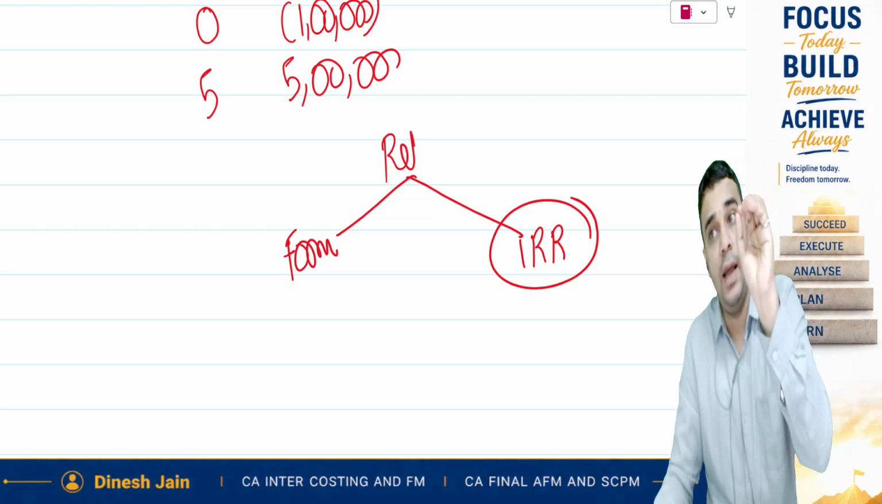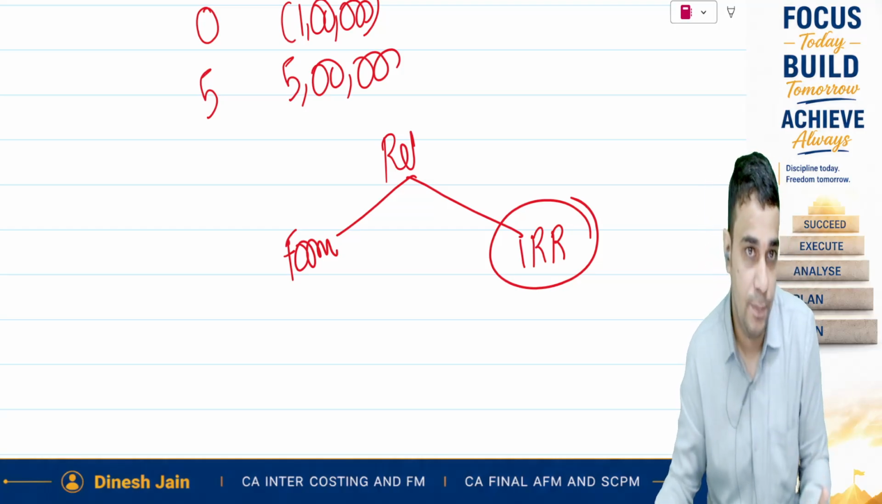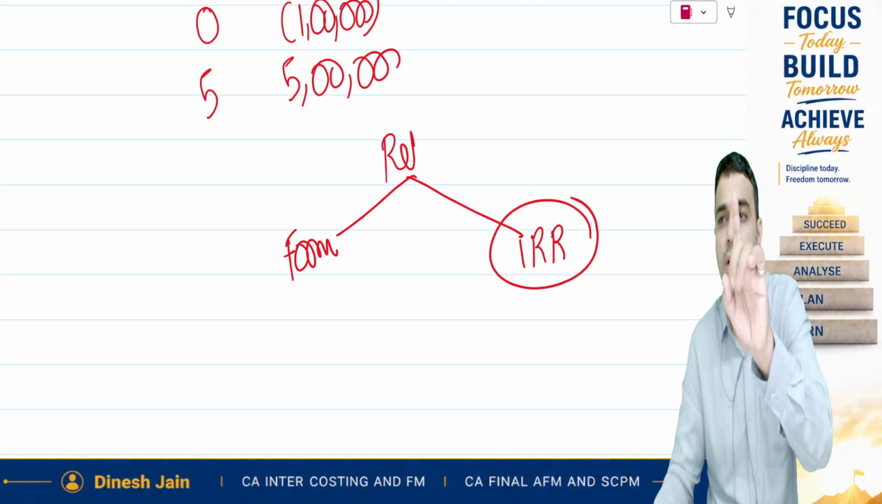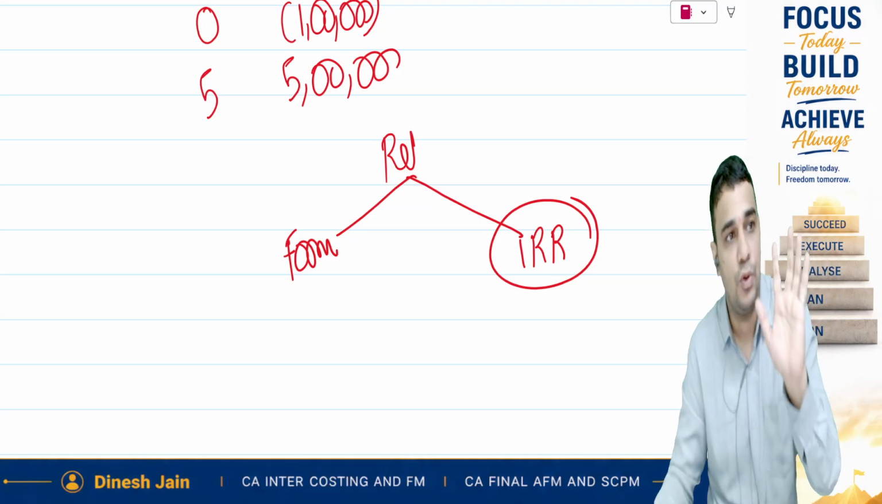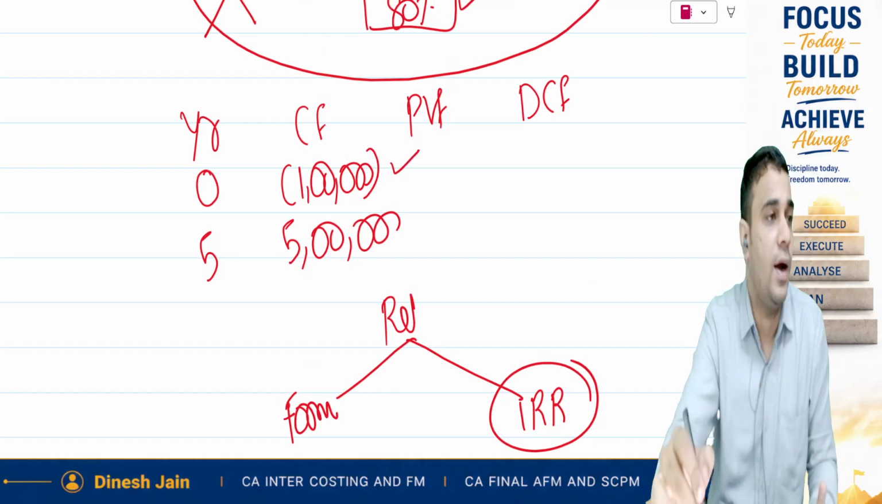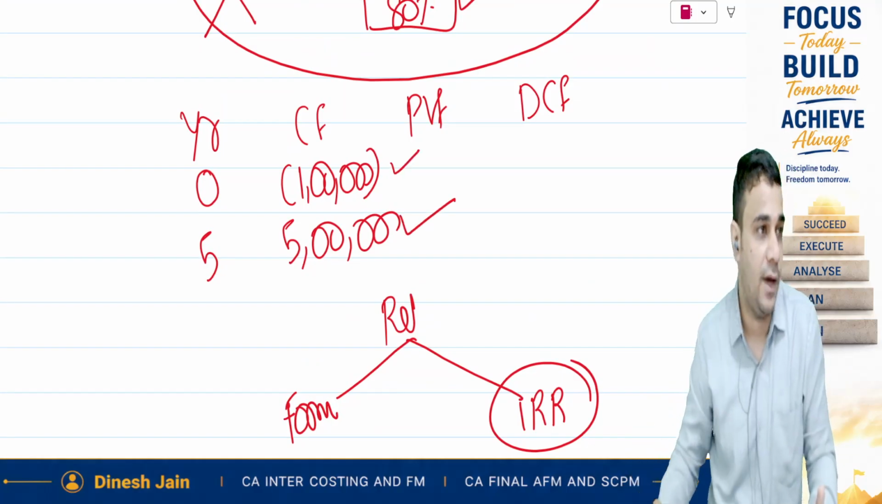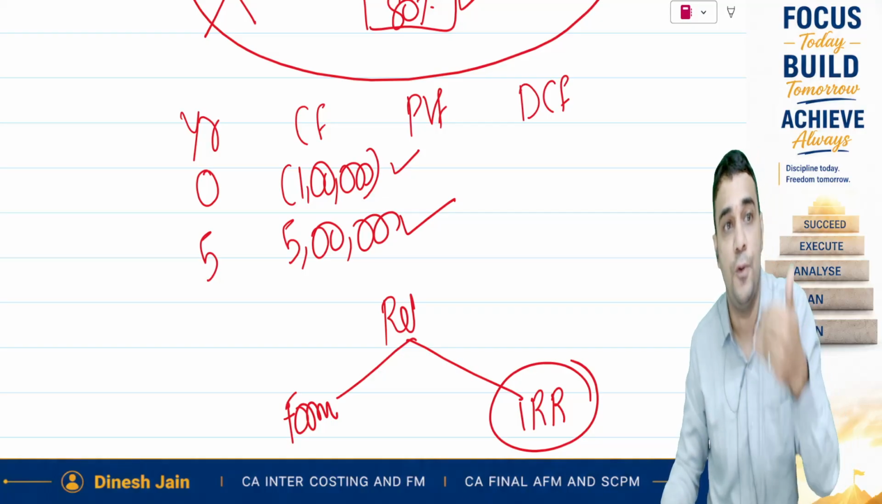If I solve 10 questions, 9 will be solved using the formula approach. 9 will be solved using only one reason, time saving. There's only one reason. There is no other reason why I should do the formula approach. If you tell somebody you invested 1 lakh, got back 5 lakh in 5 years, and if you tell them you earned 80%, they'll think we are fooling them.